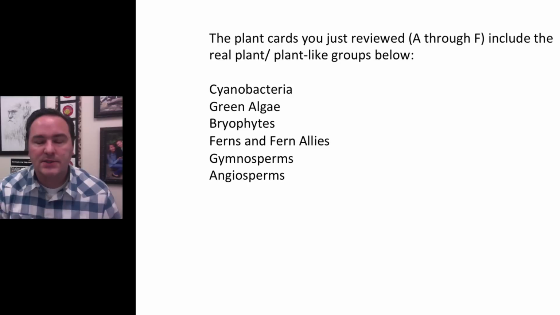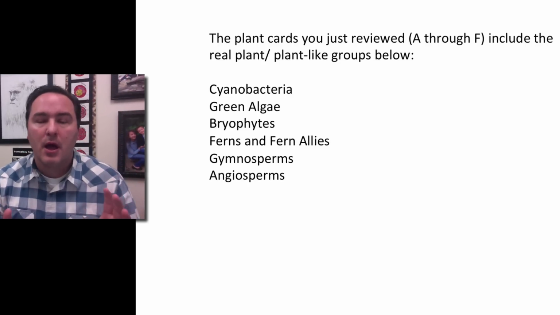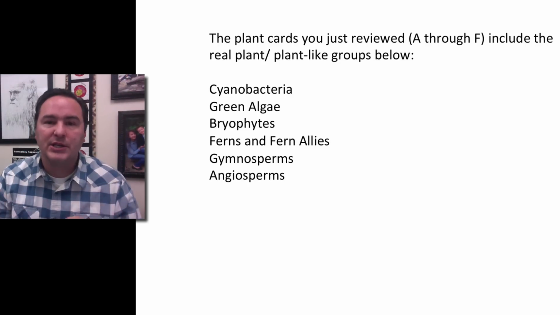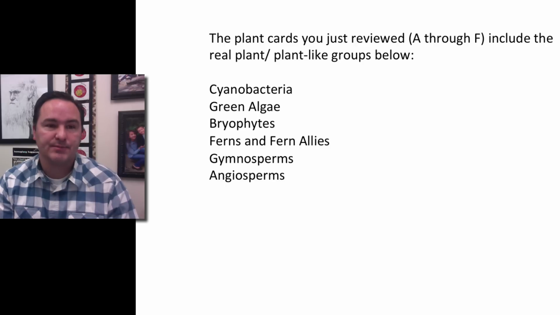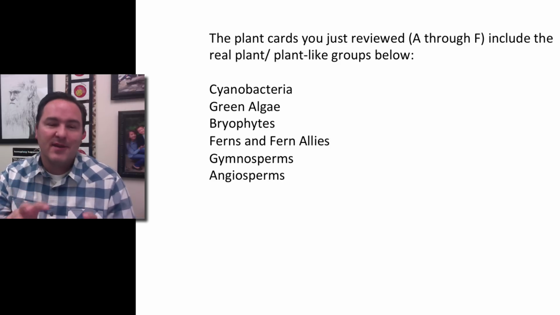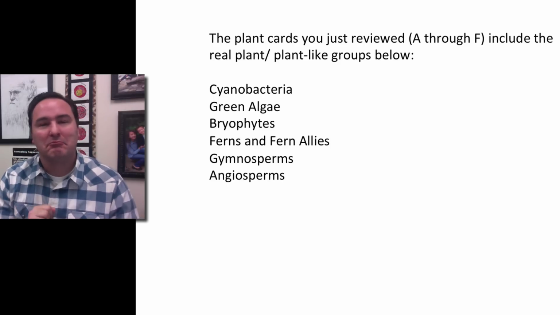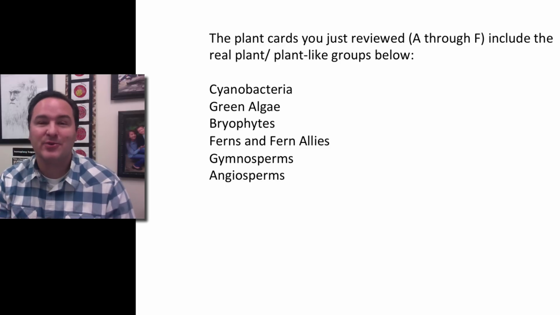So the plant cards that we've just reviewed for both the morphology and anatomy and the reproduction include these 6 plant groups: cyanobacteria, green algae, bryophytes, ferns and fern allies, gymnosperms and angiosperms. Can you think of which of these names might correspond to the groups that we've just reviewed?